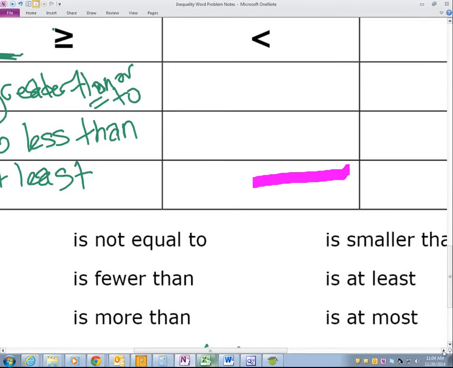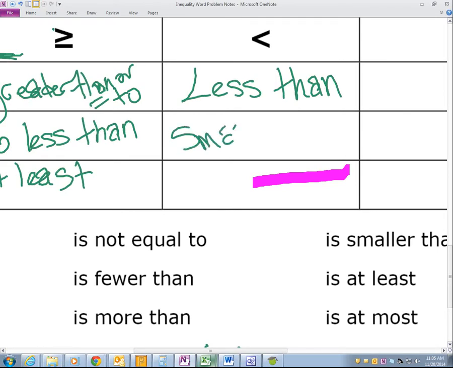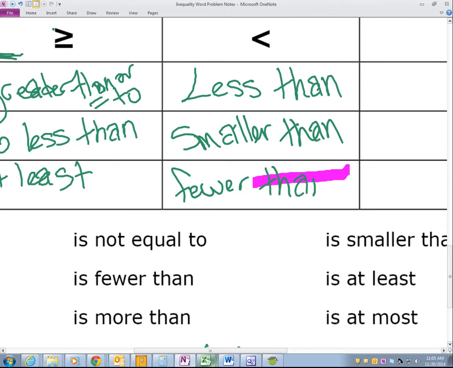Okay. How about that one? That symbol? Yep. Jaden? Is less than. And that's what we learned on Monday. Less than. Next one, Cooper? Is smaller than. Smaller than. Nikki? Is fewer than. Fewer than.